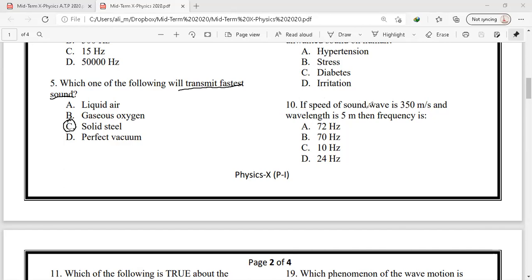Question number 10. If the speed of the sound is 350 meters per second and the wavelength is 5 meters, we have velocity and we have lambda, and we have to find the frequency. So f will be equal to velocity over lambda. Velocity is 350 and wavelength is 5. So after division, we will get the correct answer, that is option B, 70 hertz.